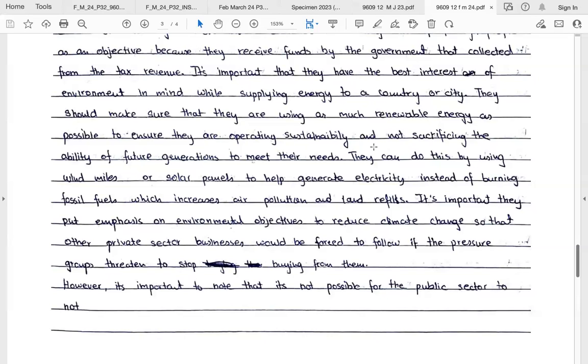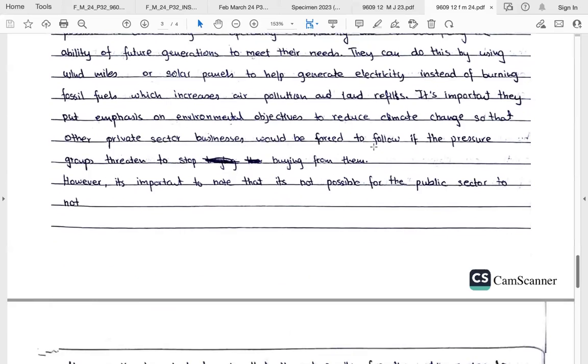It is important that they put emphasis on environmental objectives to reduce climate change so that the other private sector businesses would be forced to follow if the pressure groups threaten to stop buying from them. Okay. Where our last sentence ended, to generate electricity instead of burning fossil fuels with the increase of pollution, then it's important that they put emphasis on the environmental objective to reduce the climate change. Here also our analysis was complete; after that, the part "so that other private sector businesses" was not necessary.